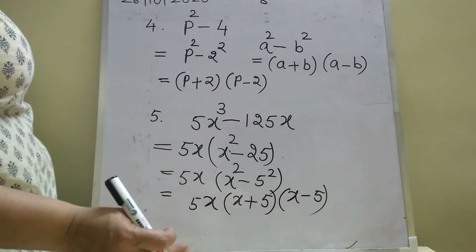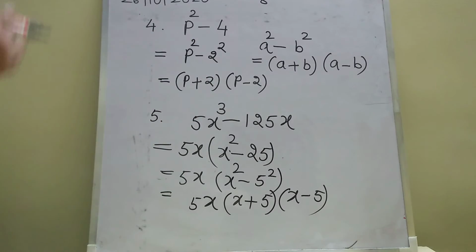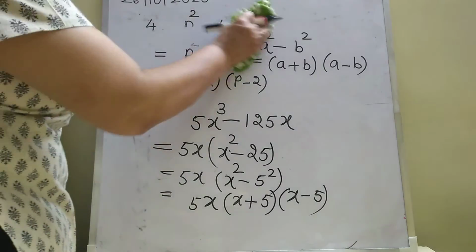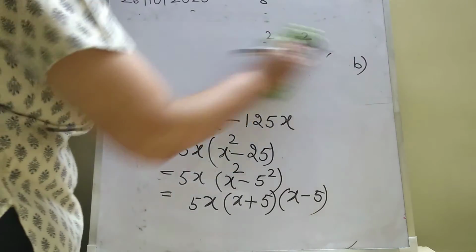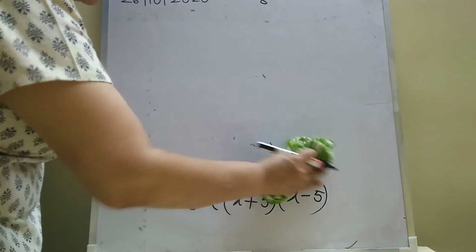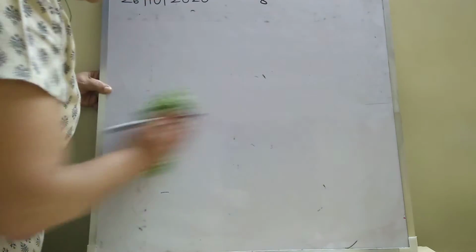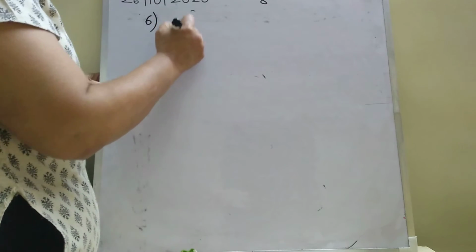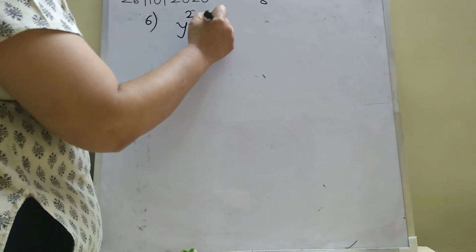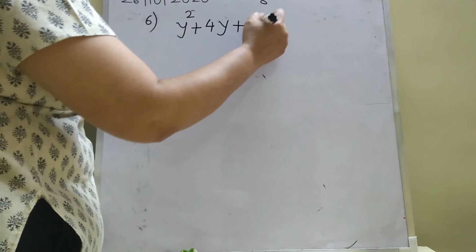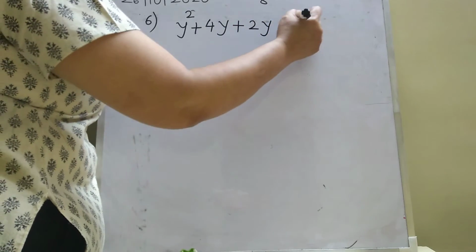So this is the difference. Now we are going to see something more. Like this, many identities you are going to study, but today we are going to see the factorization of the trinomial. Okay, one more example I wanted to show, and then we'll go to the factorization of the trinomial. Suppose the example is like this. Now let us see, y square plus 4y plus 2y plus 8.